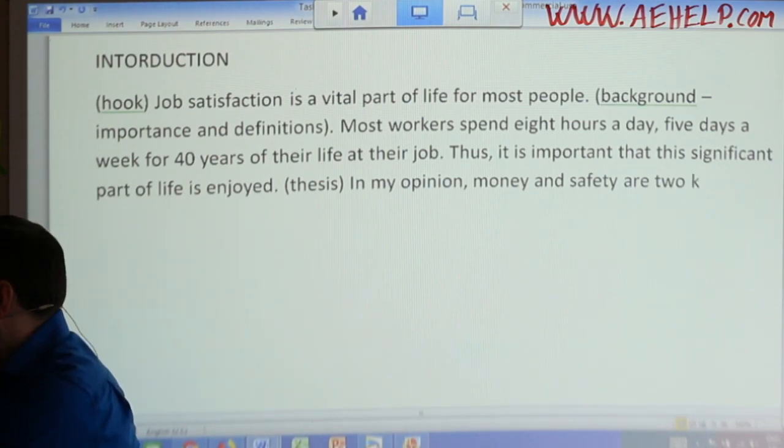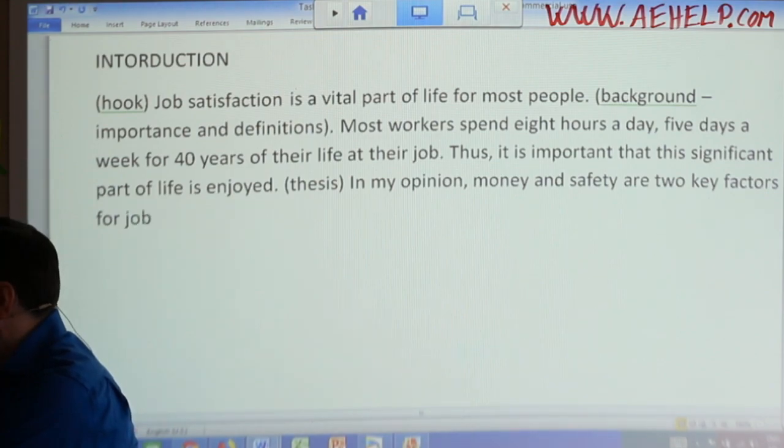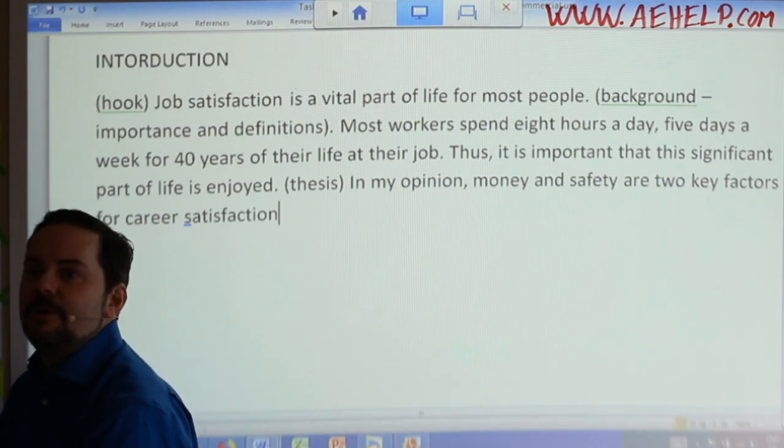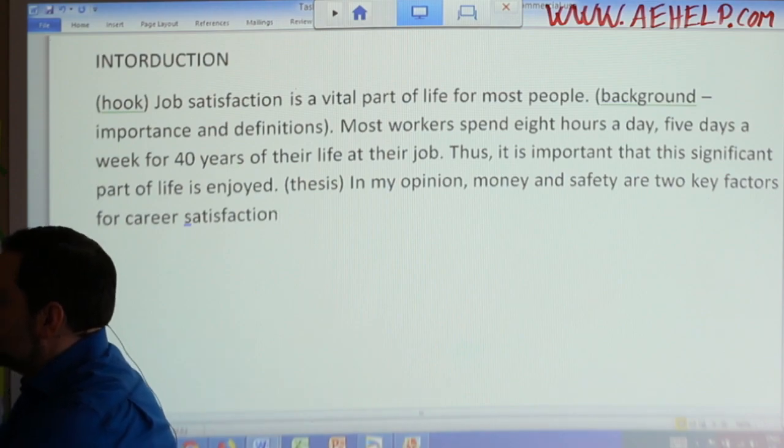Two, let's say key factors for job satisfaction, or work satisfaction, or we can say career satisfaction. If we're paraphrasing, one of you recommended let's paraphrase a bit. Noor says, what about paraphrasing? Yep, absolutely. Paraphrasing is good. So we're doing that now.